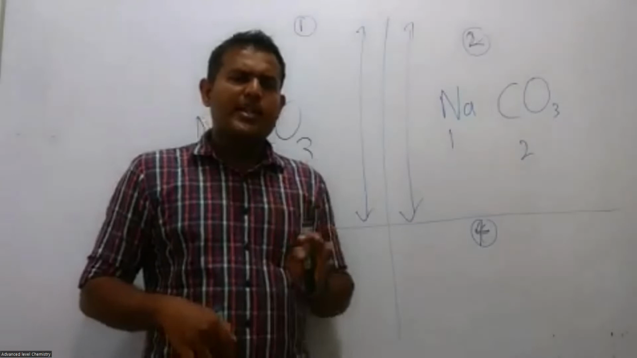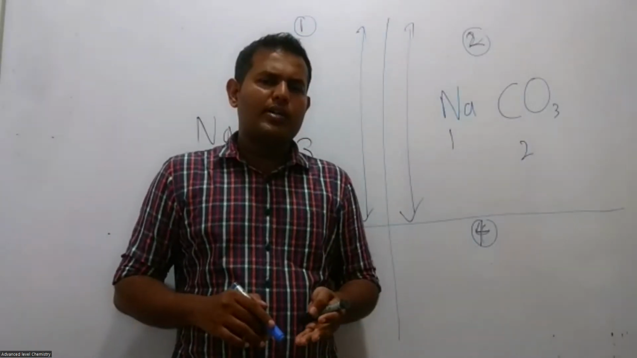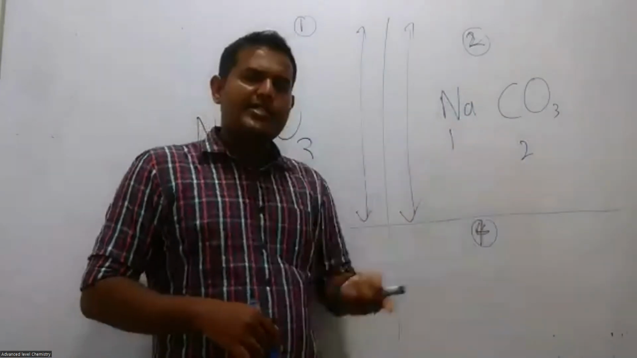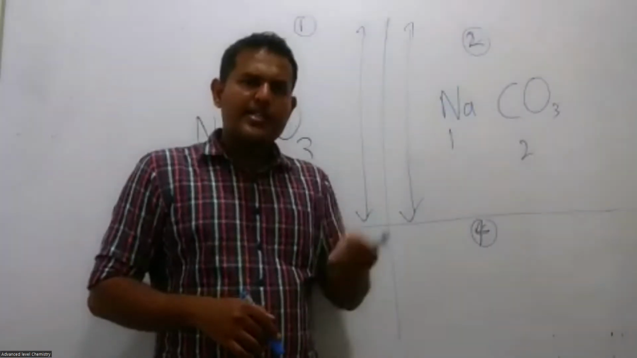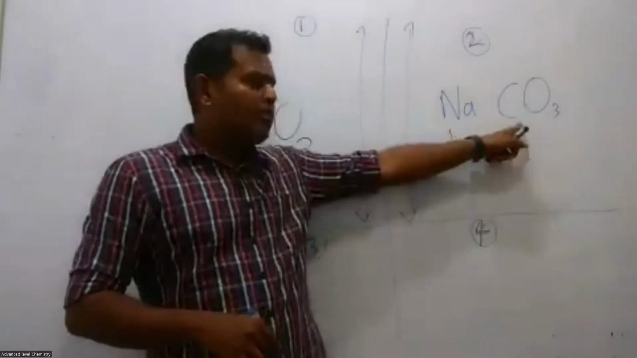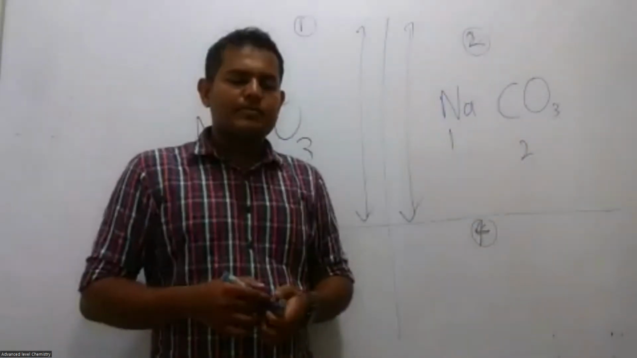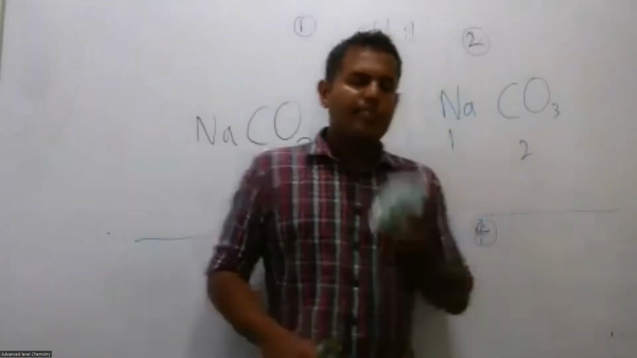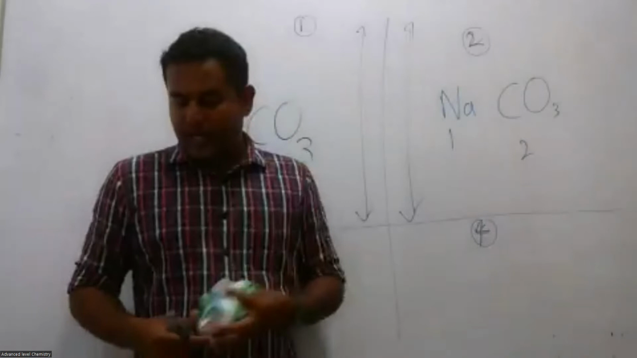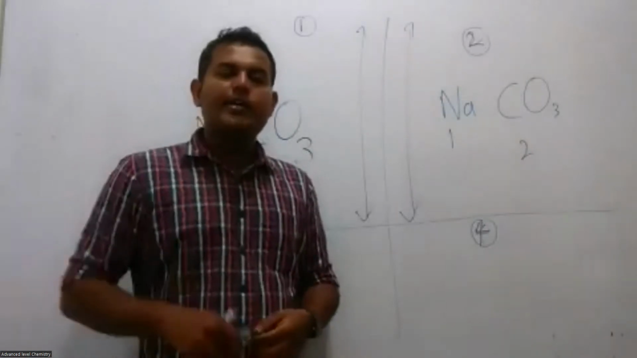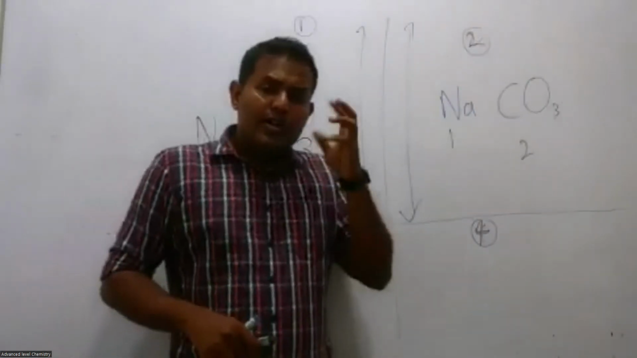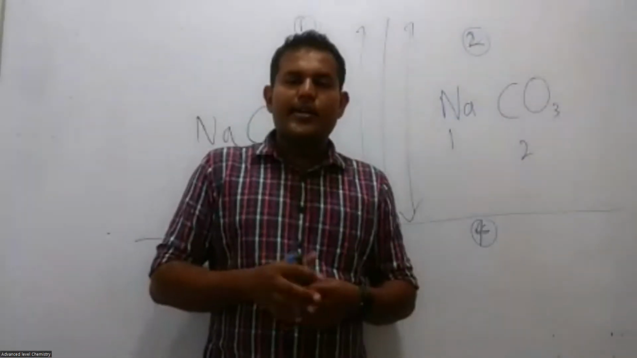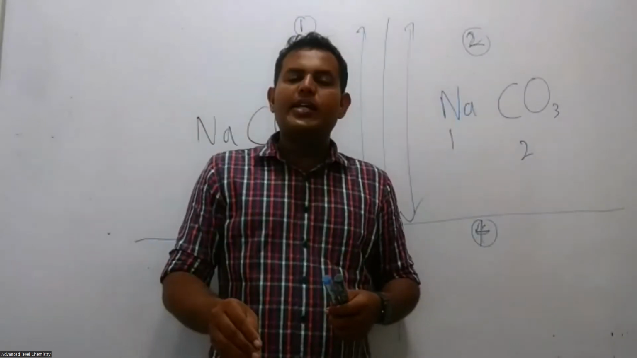Please understand, sodium carbonate is an ionic compound. In ionic compounds, you can't write elements. You should write ions. A positive charge ion is called a cation. A negative charge ion is called an anion. You should write the cation and anion when you are writing an ionic compound. Valency is equal to the group number in the periodic table. Group 1, valency is 1.